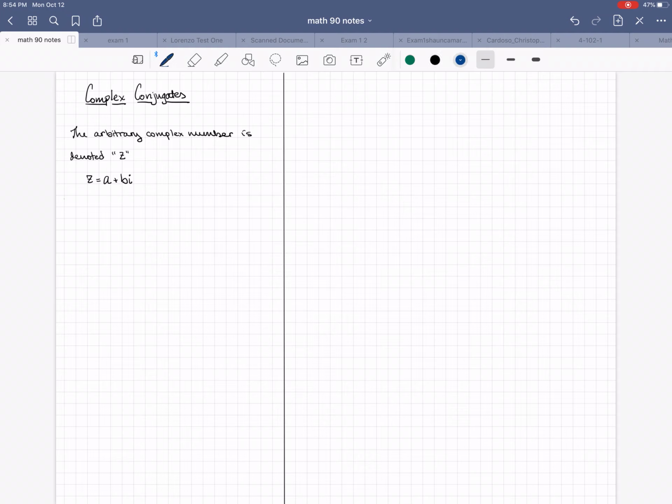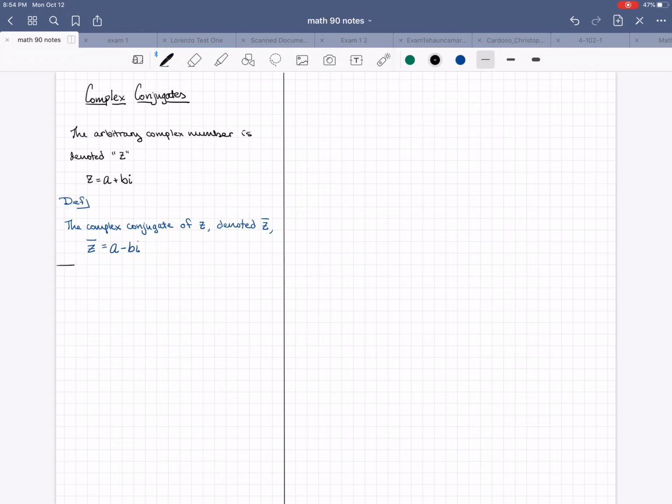So the next thing I want to do is give you the definition. The complex conjugate of the complex number Z is denoted Z bar, so that's Z with a bar on top of it, and Z bar is equal to A minus BI. So Z and Z bar have the same real part, but opposite imaginary parts.